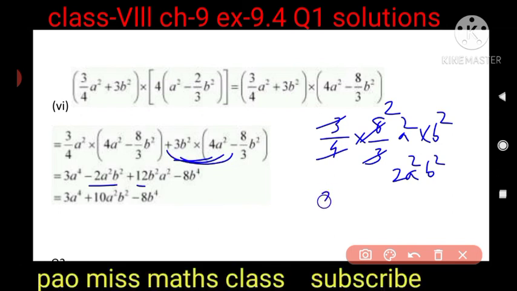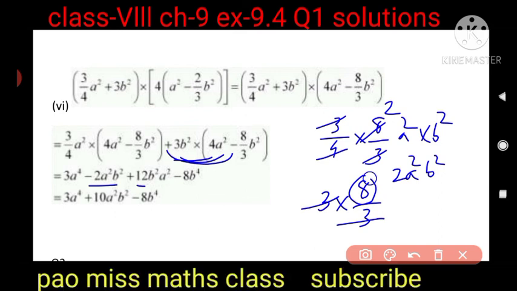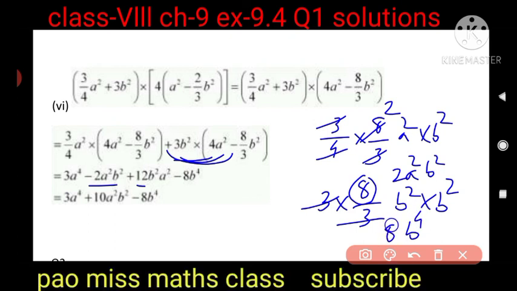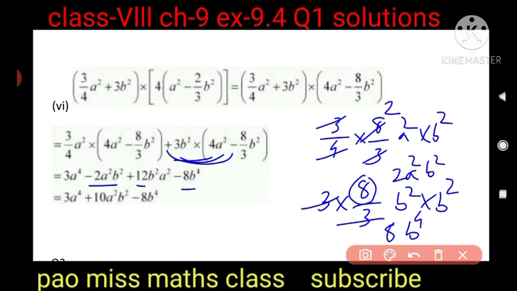Then what are the coefficients? 3 into 8 upon 3. This 3 will get cancelled. What is remaining? 8 b square into b square. B square into b square will become b to the power 4. So what is remaining? 8b to the power 4. So what will be the answer for this? Minus 8b to the power 4.